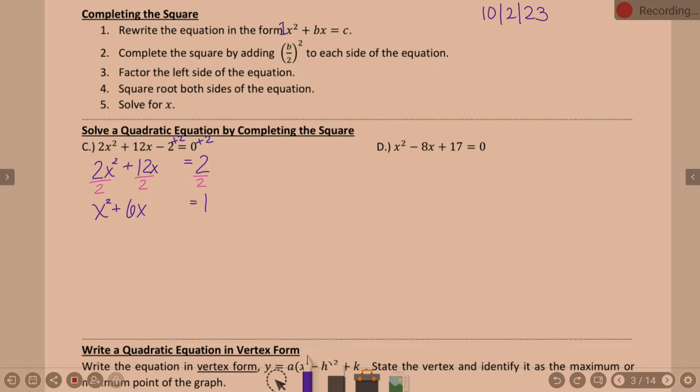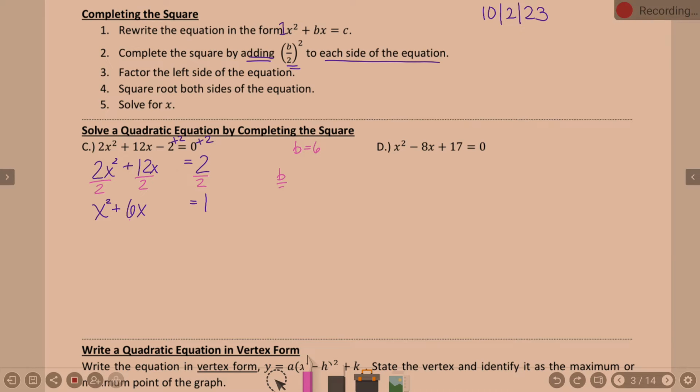Step 2, complete the square by adding b over 2 squared to each side of the equation. So we want this b over 2 to each side. Now, here's an important step I caught some people doing wrong on Friday. What is b? 12. What is our current b? Oh, 6. Our current b is 6. So you have to use the b that we have currently. So we're going to use the idea that b is 6.